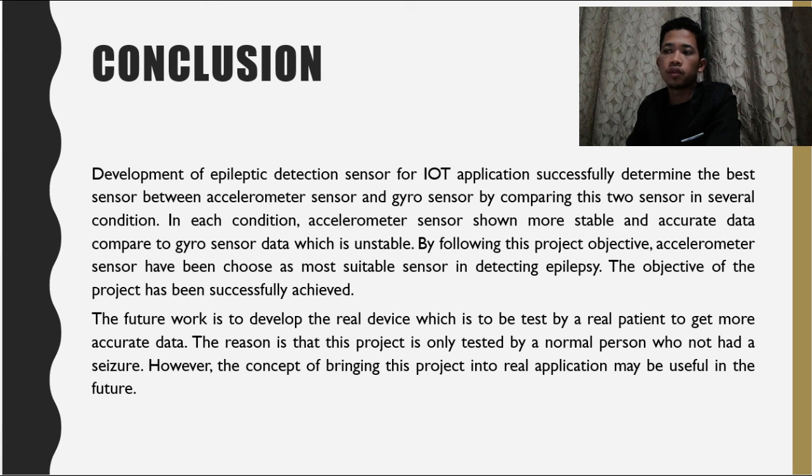So the conclusion of this project is that the development of an epileptic detection sensor for IoT applications successfully determined the best sensor between the accelerometer sensor and the gyro sensor by comparing these two sensors in several conditions. In each condition, the accelerometer sensor shows more stable and accurate data compared to the gyro sensor data, which is unstable. Following this project objective, the accelerometer sensor has been chosen as the most suitable sensor in detecting epilepsy. The objective of the project has been successfully achieved.